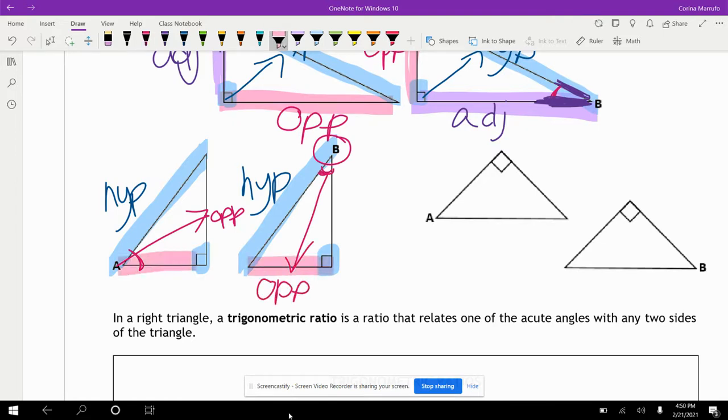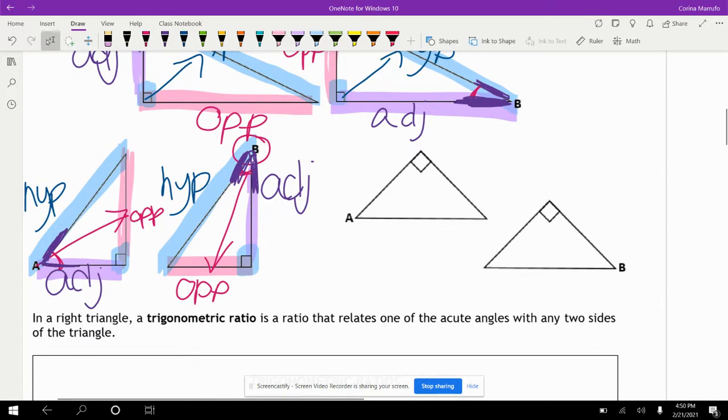And then, adjacent side, starting with angle A. Since these two sides make up angle A, this one's considered my hypotenuse, so then this one has to be my adjacent side. And then the same with angle B here. We have two sides that make angle B. One side is a hypotenuse, the other side is the adjacent side. And that's it.